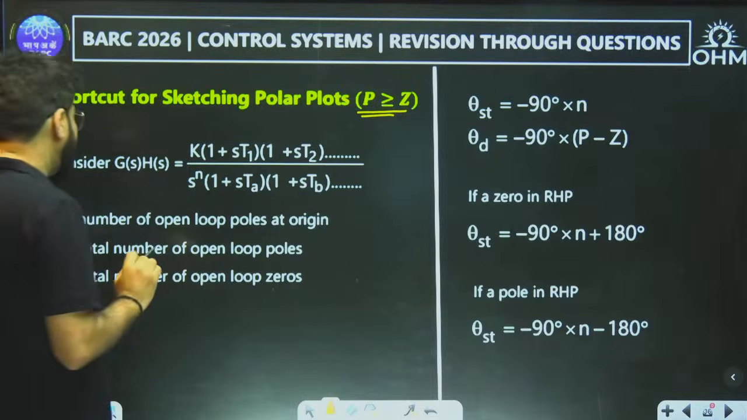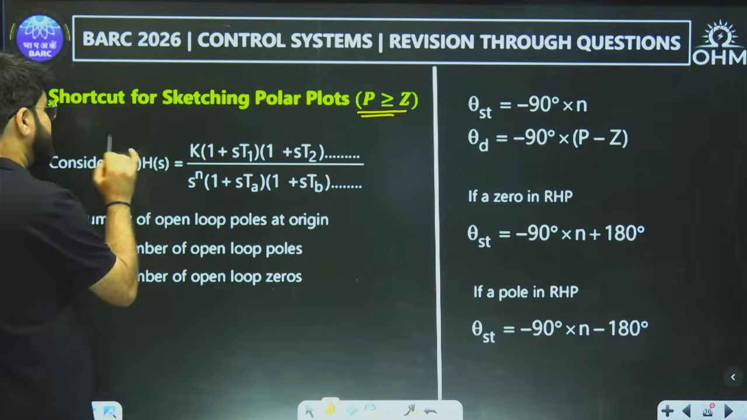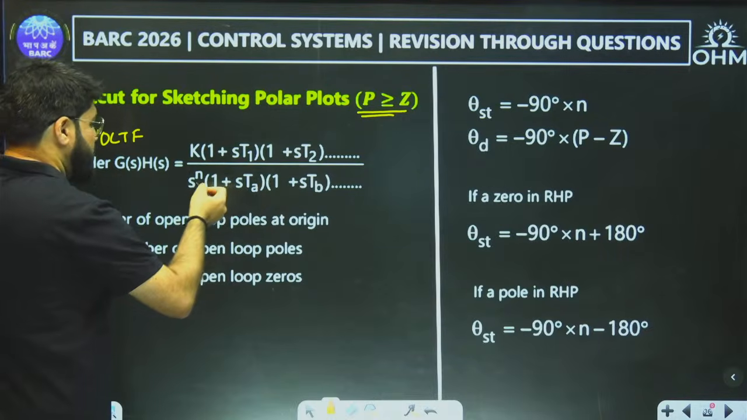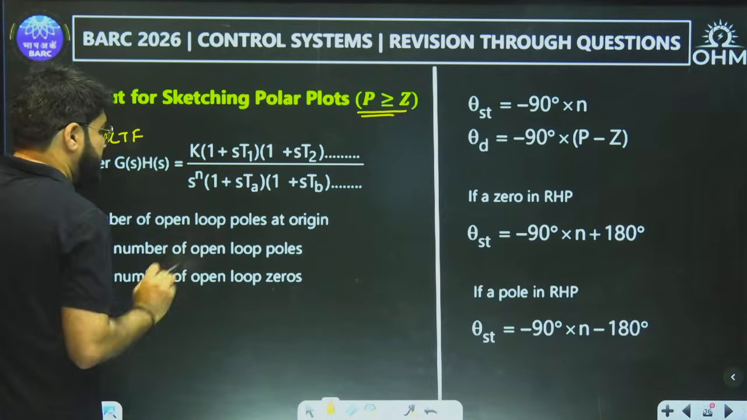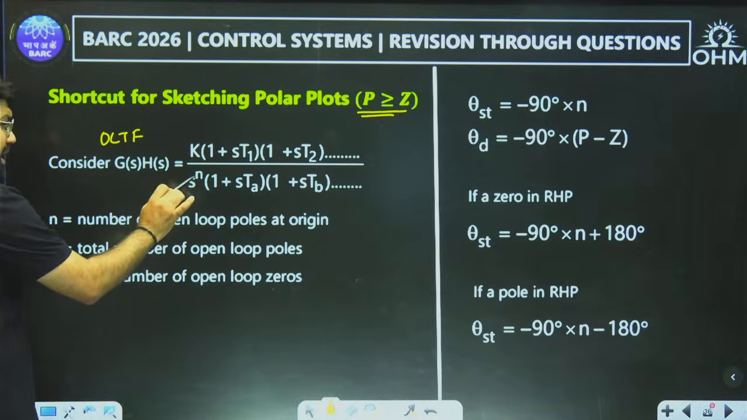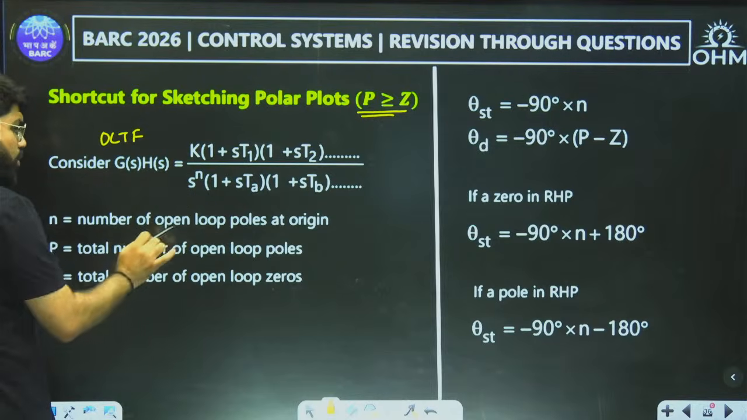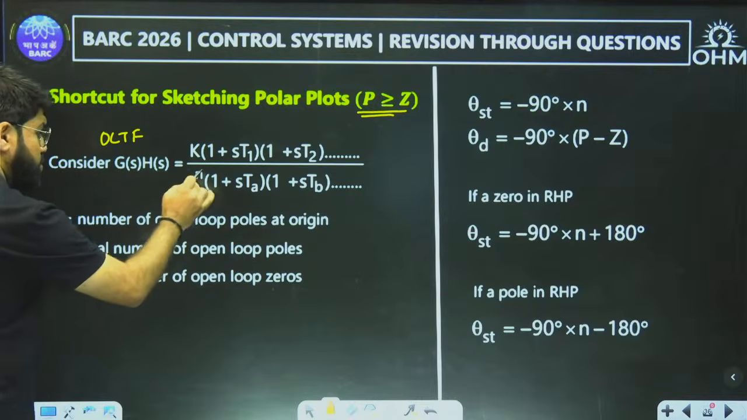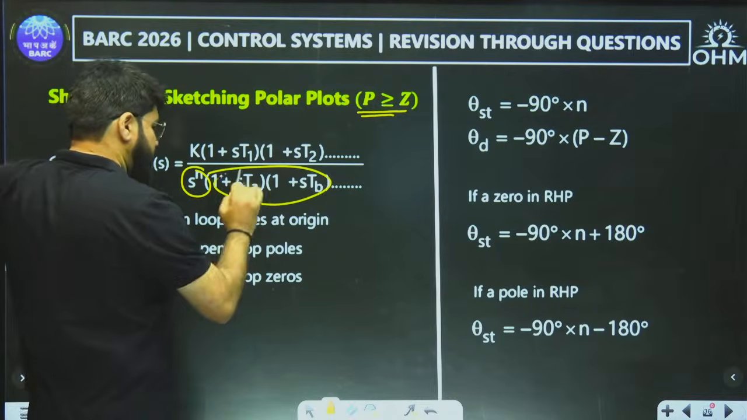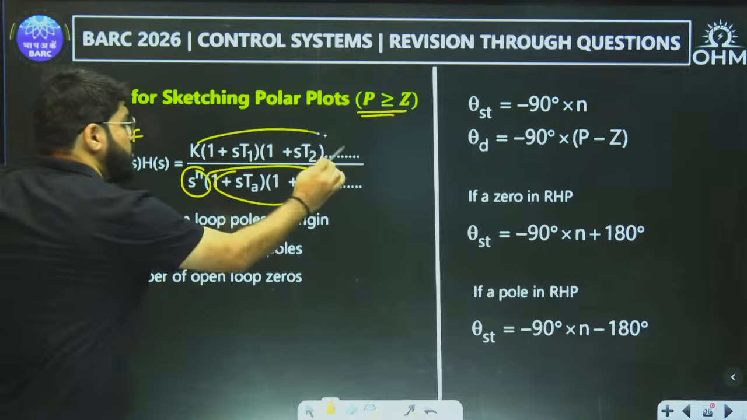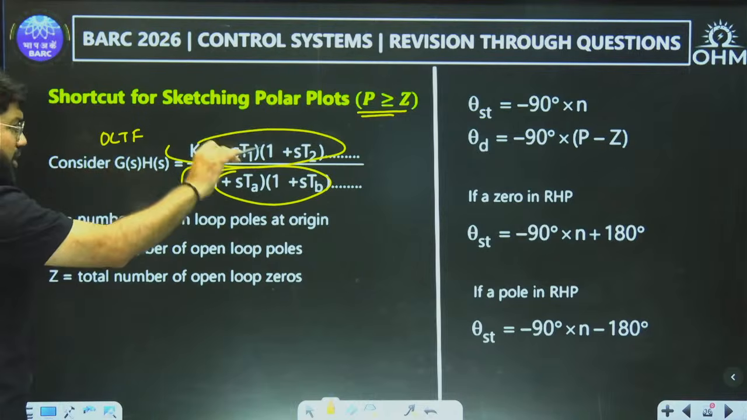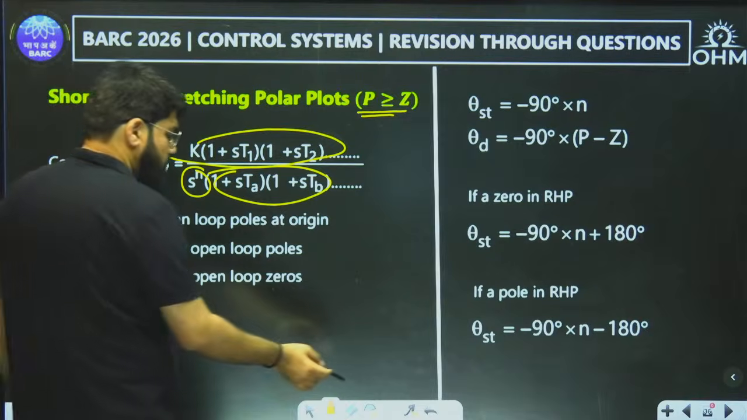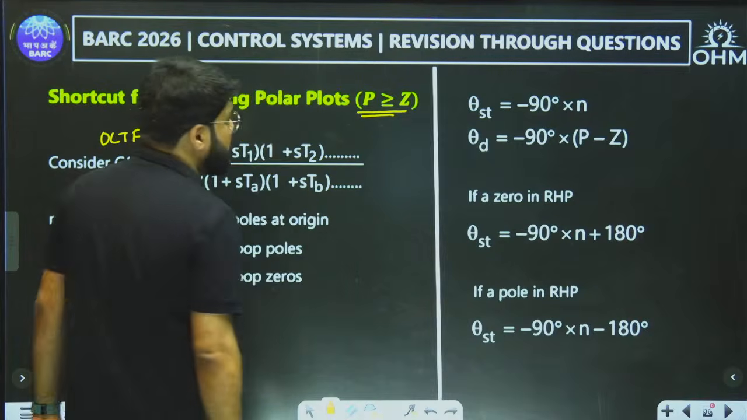Now, what is p and z? Suppose some open loop transfer function G(s)H(s) is given to you: K(1+sT1)(1+sT2) divided by s power n (1+sTa)(1+sTp), etc. What is n here? Number of poles at origin, open loop poles, poles of G(s)H(s). P means total number of poles, including origin and other than origin. And Z is the total number of zeros. So this shortcut is for P greater than or equal to Z, which usually is given to you in the question.